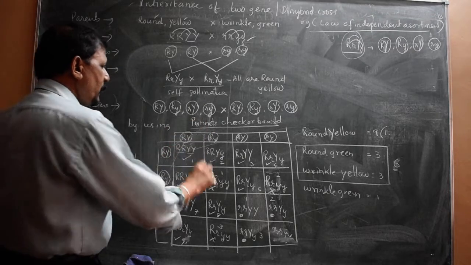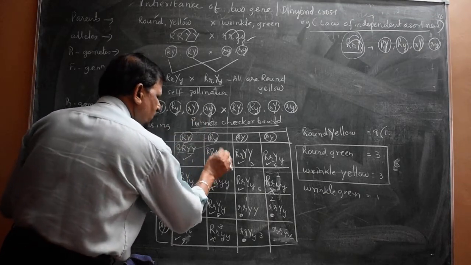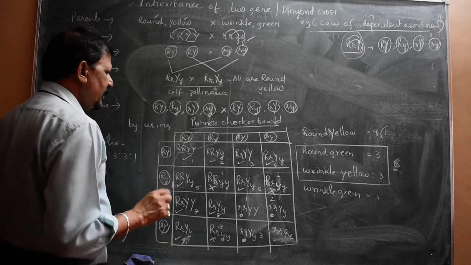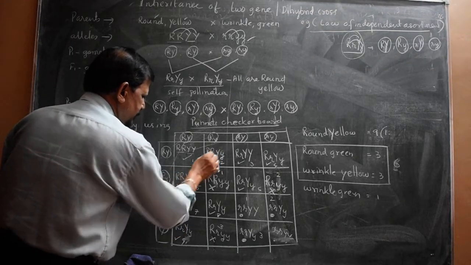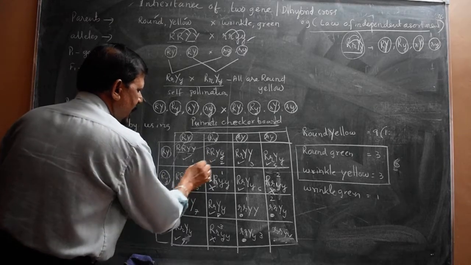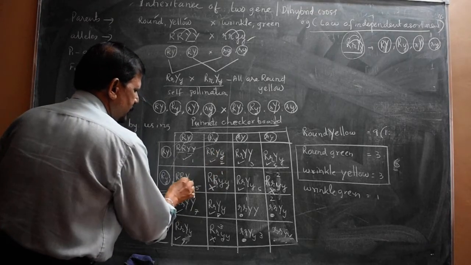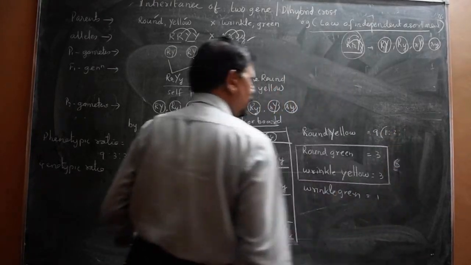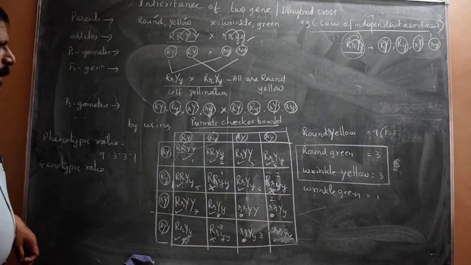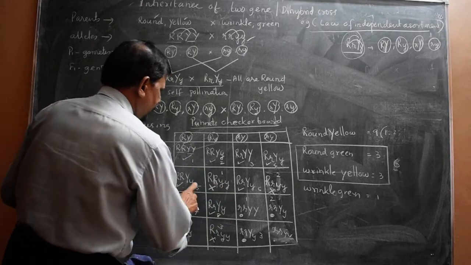Next, round yellow, capital R, capital Y, small y. Is any other type there? These are the 2 plants. These 2 plants are the same. These 2 plants are the same. So 1:2:2. Okay? And next, see, the next one.